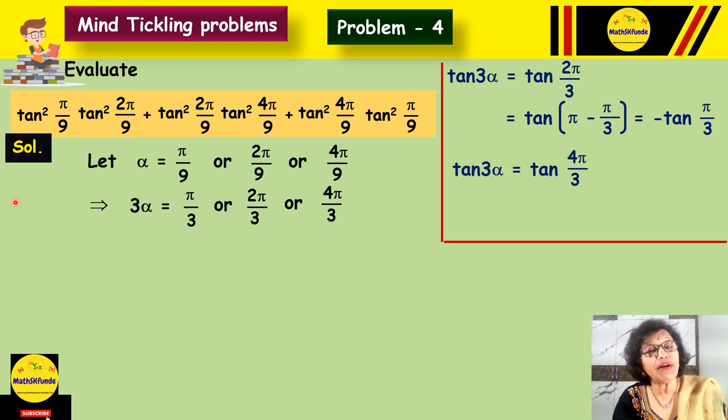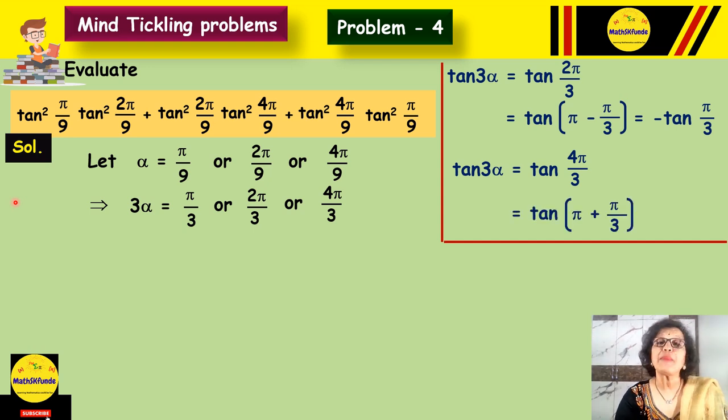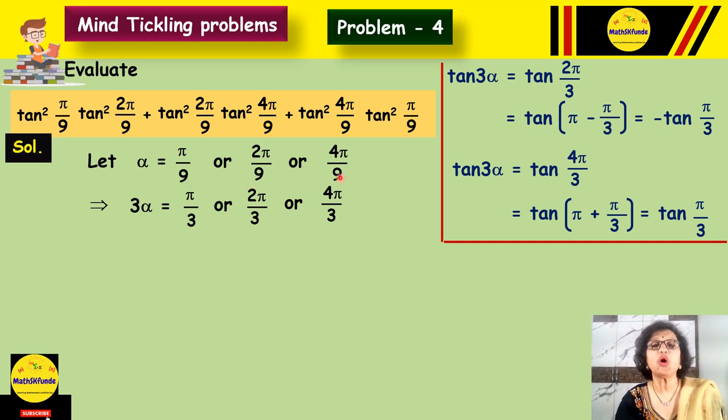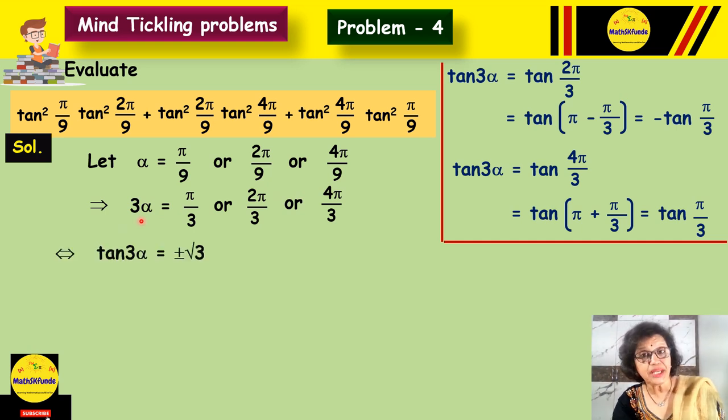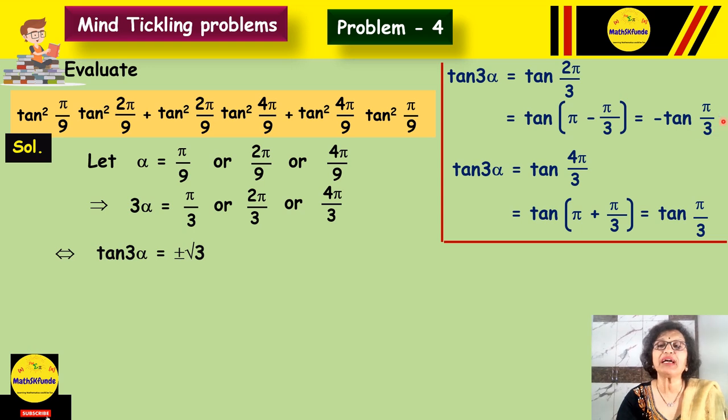And what about tan 3 alpha equal to tan 4 pi by 3? How do we simplify this further? By writing 4 pi by 3 as pi plus pi by 3. So write that as tan of pi plus pi by 3, use the tan pi plus theta formula, and you write this as tan pi by 3. So basically in all cases, whether your alpha is pi by 9, 2 pi by 9 or 4 pi by 9, tan 3 alpha will be either plus root 3 or minus root 3. Minus root 3 will come in the case where you are getting minus tan pi by 3. Otherwise, it would be plus root 3.